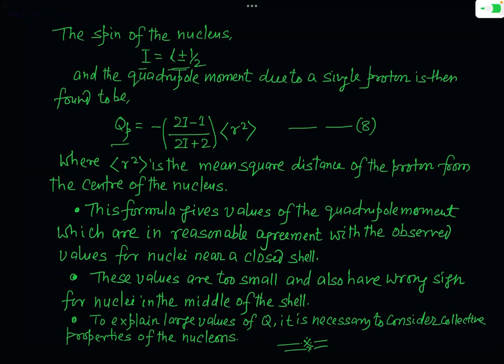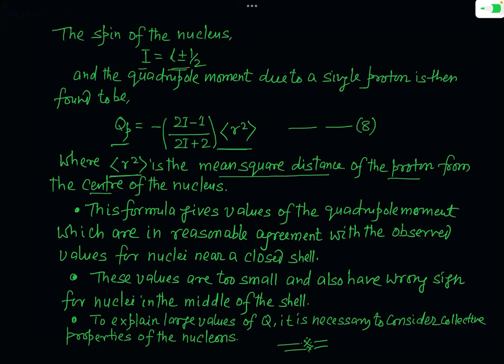So you have to remember this result. Okay, you have to remember it. Q_P is equal to minus (2I minus 1) over (2I plus 1) times the mean value of r squared. Actually, this symbol r squared inside the bracket is the mean square distance of the proton from the center of the nucleus.